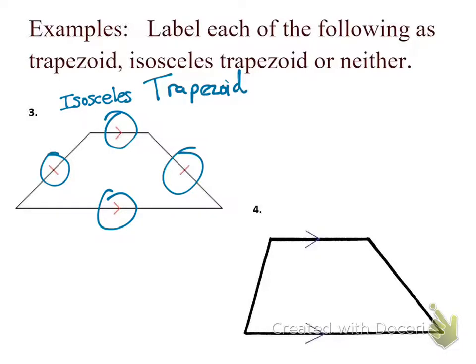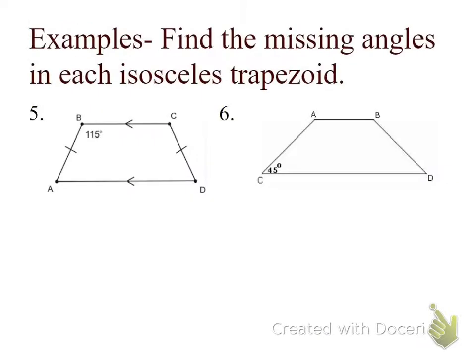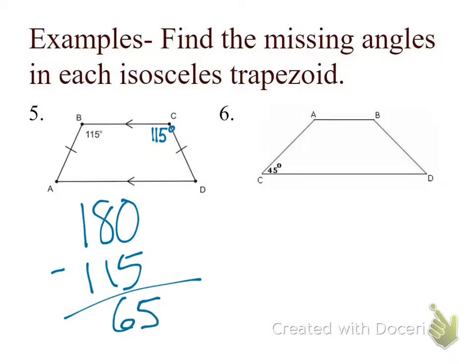Now number 4. What do you guys think? It is just a trapezoid. It has the top and the bottom marked parallel. So it's just a trapezoid. You guys are really good at this. Which angle do I know right away? C. C is what? 115. Good. How do I find A and D? Perfect. 65. Very good. So A is 65 and D is also 65.